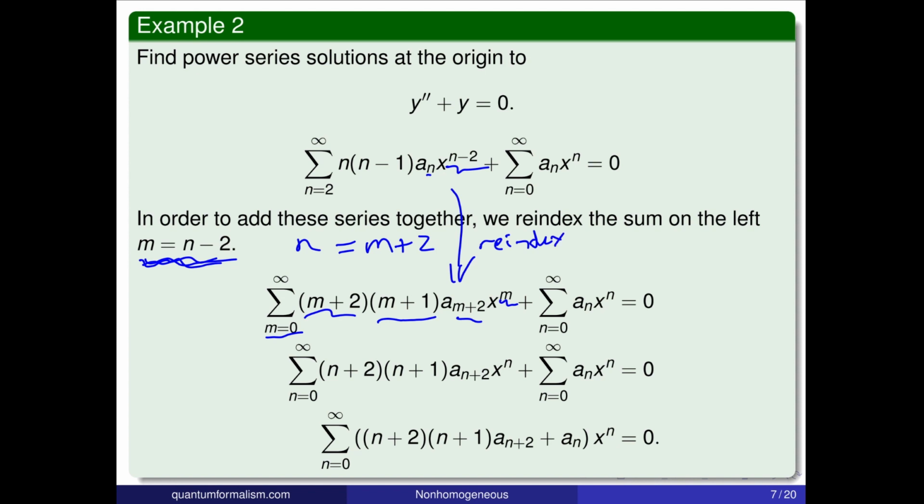Here we're not doing any reindexing at all. We're just switching the name from m to n. So this reindexing now is just m is equal to n. All right, so now the two series have the same exponents. They're both looking at x to the n, and they're starting at n equals 0 and going to infinity. So now we can just add the coefficients together in order to add the two series.